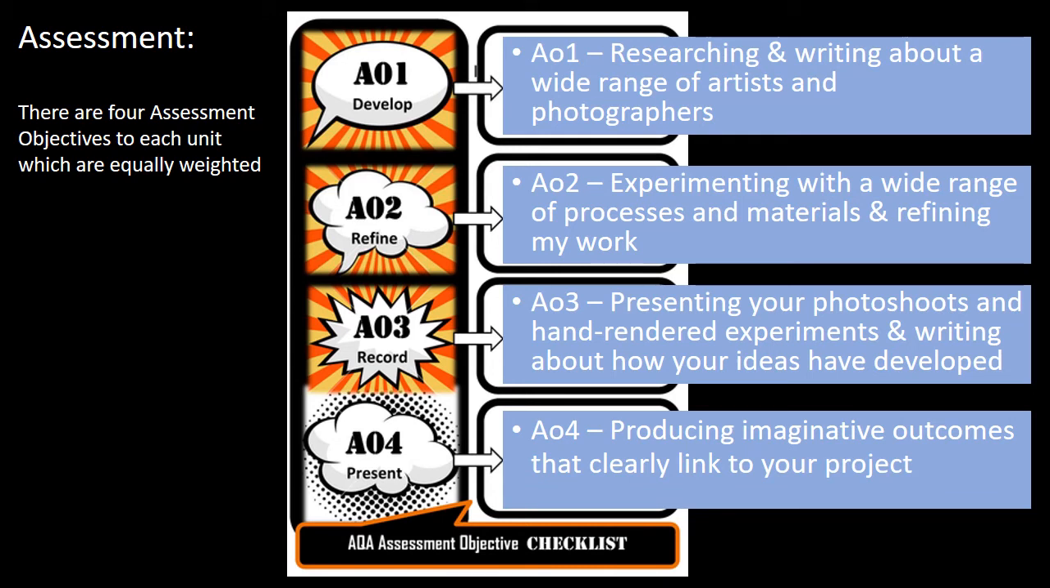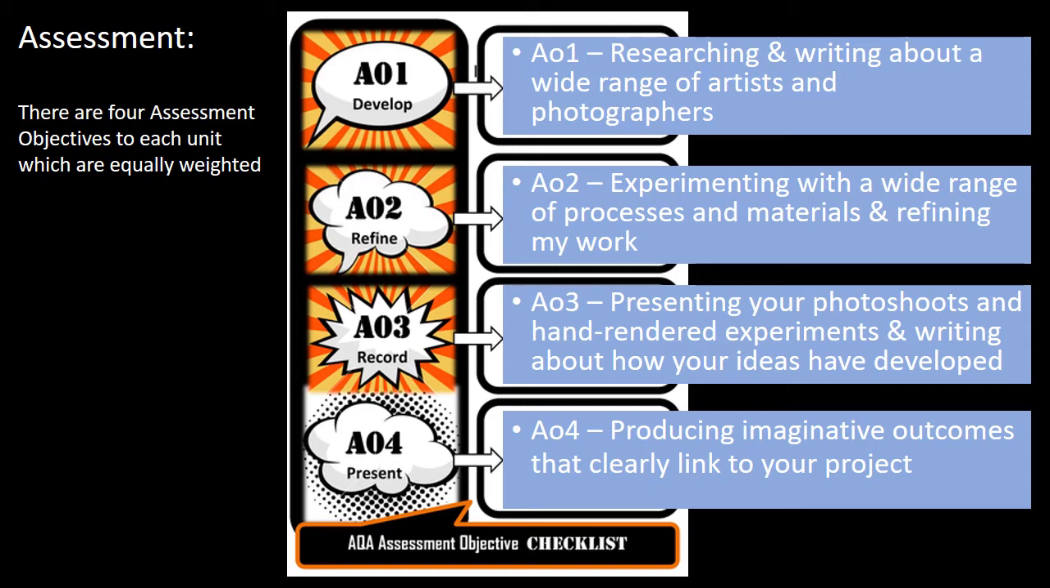So this slide is looking at assessment in a little bit more detail. It's showing that in each unit, students need to show that they can achieve assessment objectives 1, 2, 3 and 4. And each of those assessment objectives are equally weighted. So for AO1, students need to show that they can research and write about a wide range of artists and photographers which are appropriate for their projects. AO2, students need to demonstrate that they can experiment with a wide range of processes and materials and then refine their work, make it better, improve it.